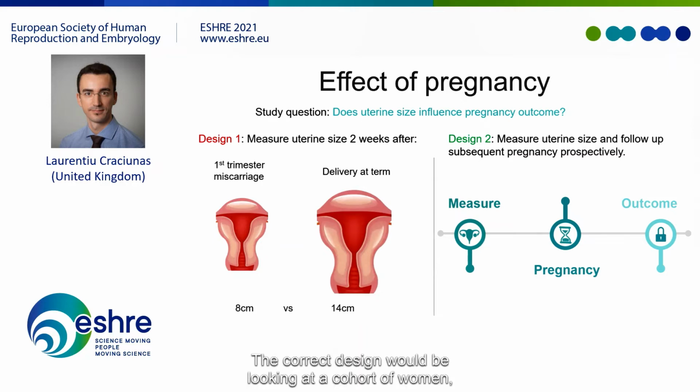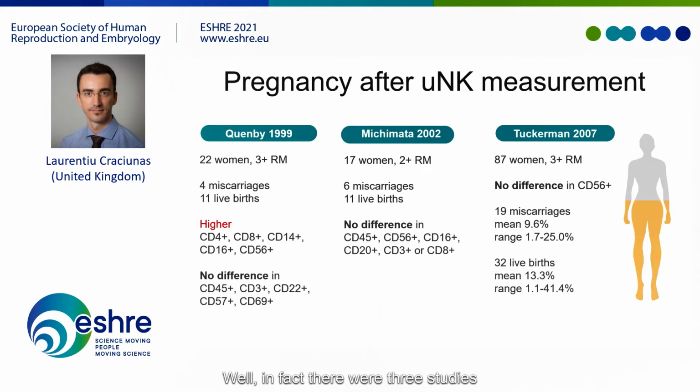The correct design would be looking at a cohort of women, measuring their uterus and following up their future pregnancy to assess for any associations. Why are we not doing the same for uterine natural killer cells? Pregnancy and miscarriage influence more than the uterine size. Well, in fact, there were 3 studies employing the non-biased approach.